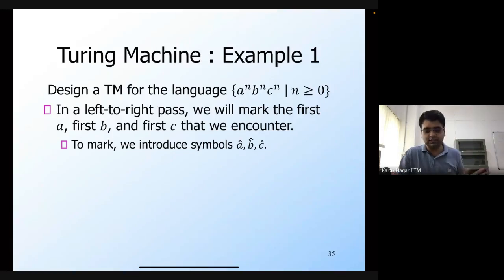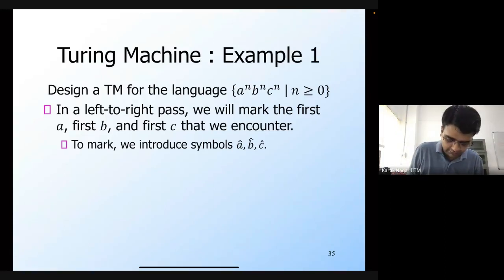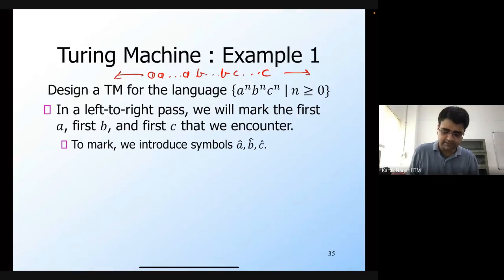So we'll do this in a number of passes. We'll make a number of passes over the entire string. First, we are going to make a left to right pass, and in this pass, we will mark the first A, the first B, and the first C that we encounter. To mark, we introduce the symbols A hat, B hat, and C hat. Basically, the Turing machine initially is going to have a number of A's, then a number of B's, and then a number of C's on its tape, and the rest of the tape is surrounded by blanks.